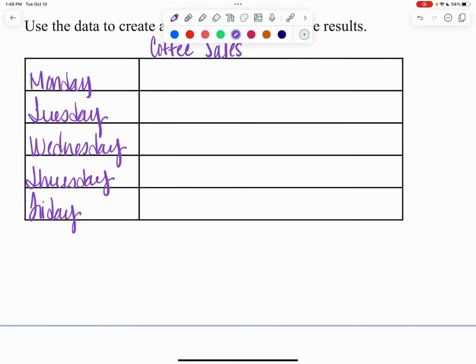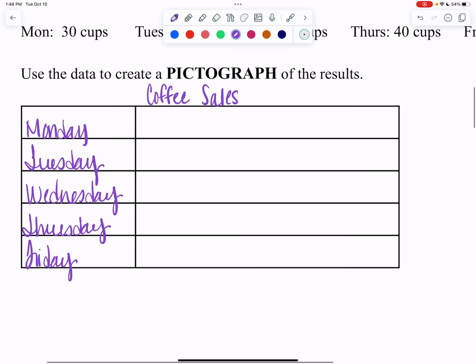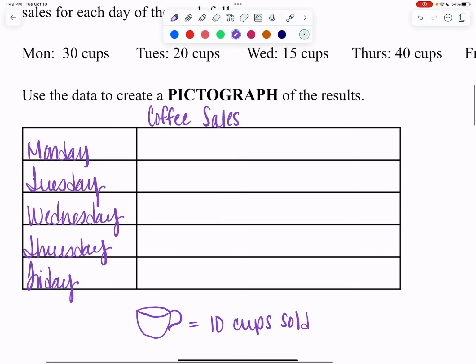So I am going to create a key. I lost a line somewhere. I'll put it down here on the bottom. Ooh, I don't like the way that's going to look. So we'll make a coffee cup. I'm going to spice things up a little bit and make a little fancy one. Looks more like a pitcher, but whatever. And I'm going to say one of those is 10 cups sold. Monday was 30, so I need 3 of them.